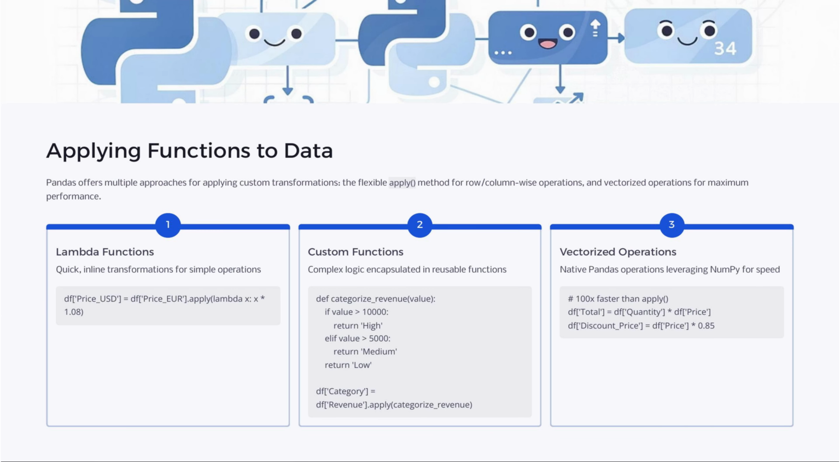Pandas provides versatile methods for data transformation. The apply method allows custom row or column operations, while vectorized operations offer speed. Use Lambda functions for quick transformations, like converting prices. For complex logic, custom functions categorize data efficiently. Vectorized operations, such as multiplying columns, are significantly faster, enhancing performance in data manipulation tasks.